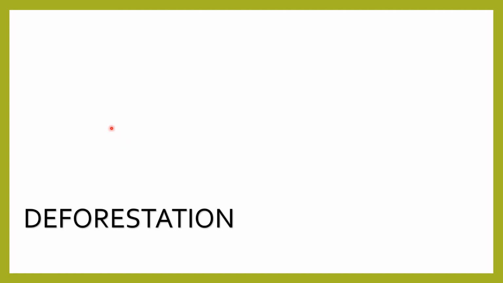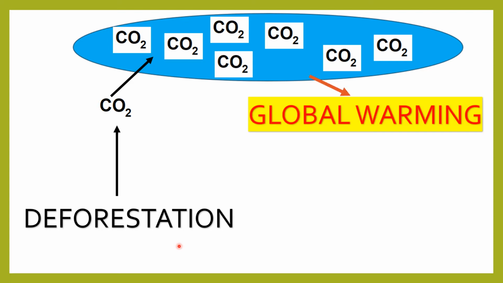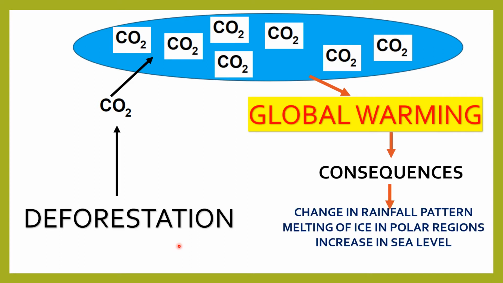Then the reasons for increase in carbon dioxide, the main one is deforestation. This deforestation has led to accumulation of carbon dioxide. Lots of carbon dioxide is being released and it is remaining in the atmosphere. So if more carbon dioxide is seen in the atmosphere because of fewer plants or deforestation, then this is leading to global warming. And here you see the consequences of global warming that we are facing today, that is change in the rainfall pattern, melting of ice caps in the polar region, and that is leading to an increase in the sea level.